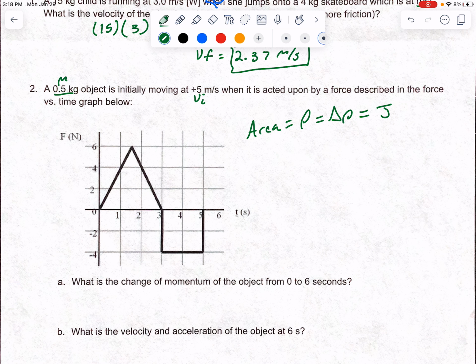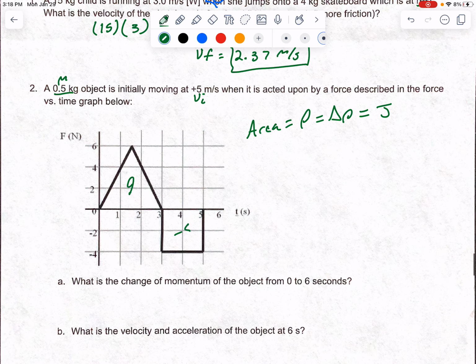So what I'm going to do is find the area of this graph. I have a triangle that goes from 0 to 3, so there's your base. Remember, the area of a triangle is 1/2 base times height. My base is 3, my height is 6, so 3 times 6 is 18, half of that gives me an area of 9. Now my little square down here: a square is just base times height. It goes from 3 to 5, so it's a base of 2. 2 times -4 gives me -8.